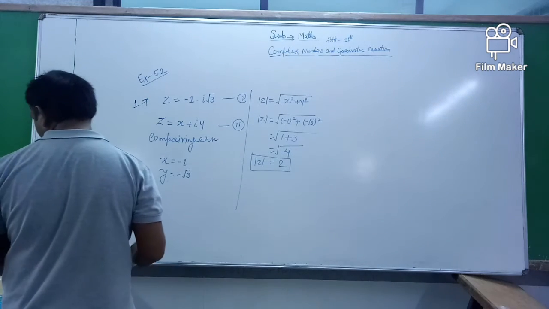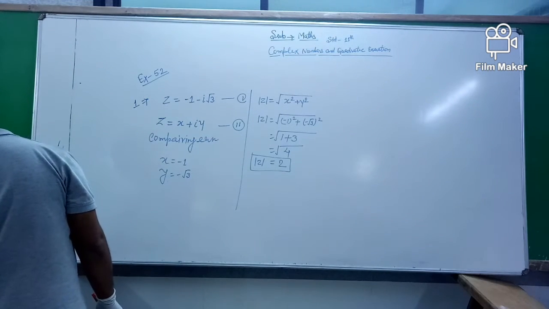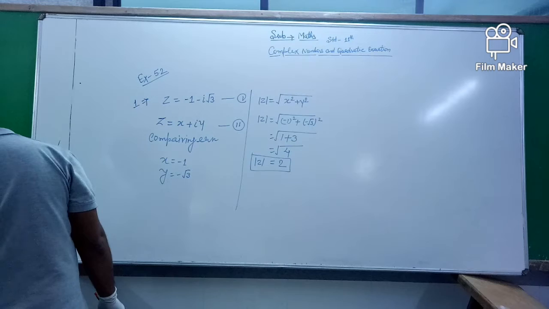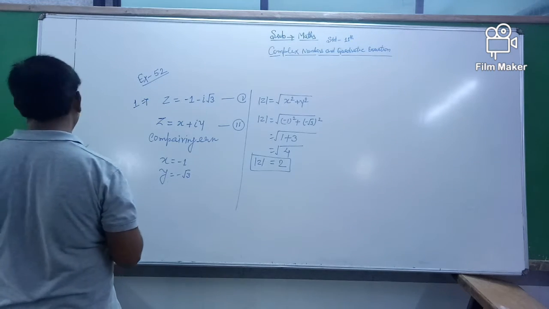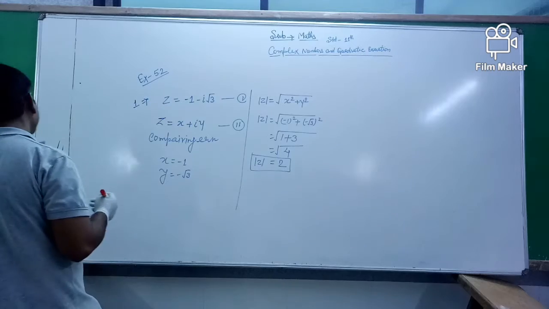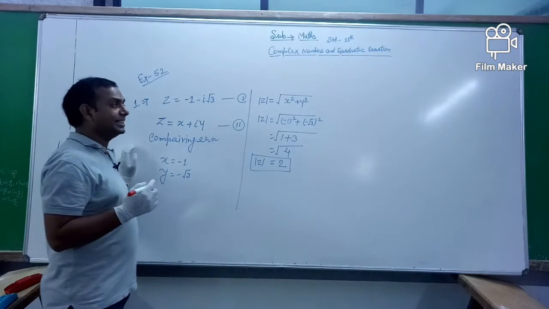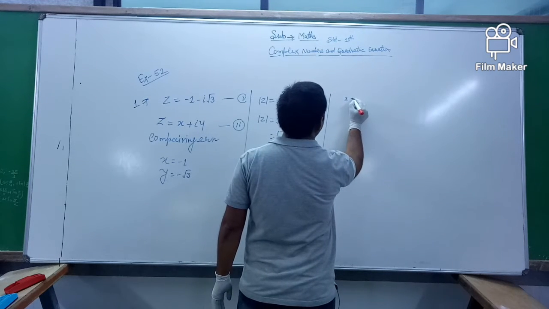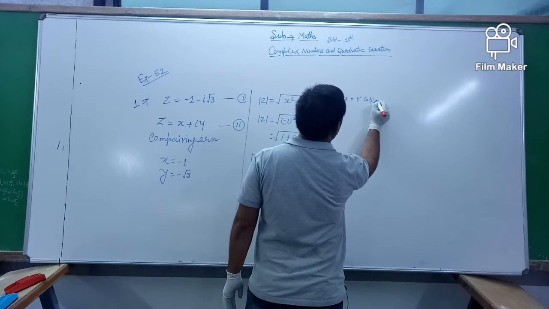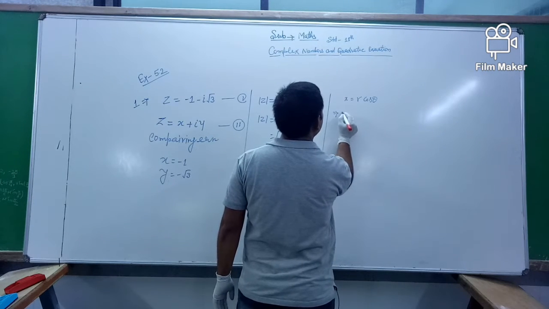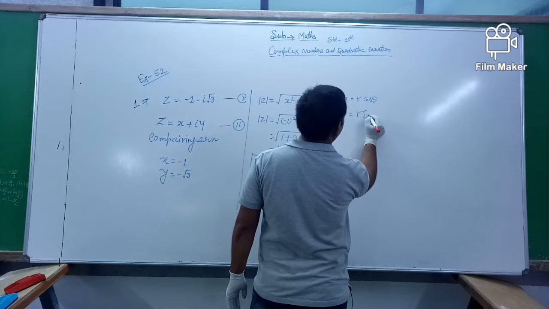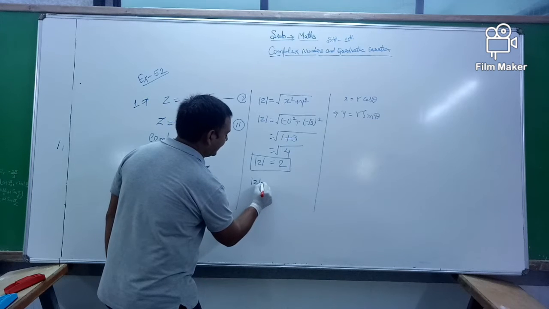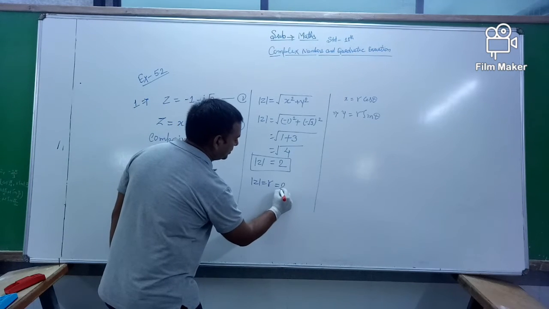The second part of the question is asking you to also find the argument of the complex number. This is the modulus, then the argument. In the case of the argument, you find the value of theta. How can you find it? You take x is equal to r cos theta and y is equal to r sin theta, and mod z, that is r, is equal to 2, right?